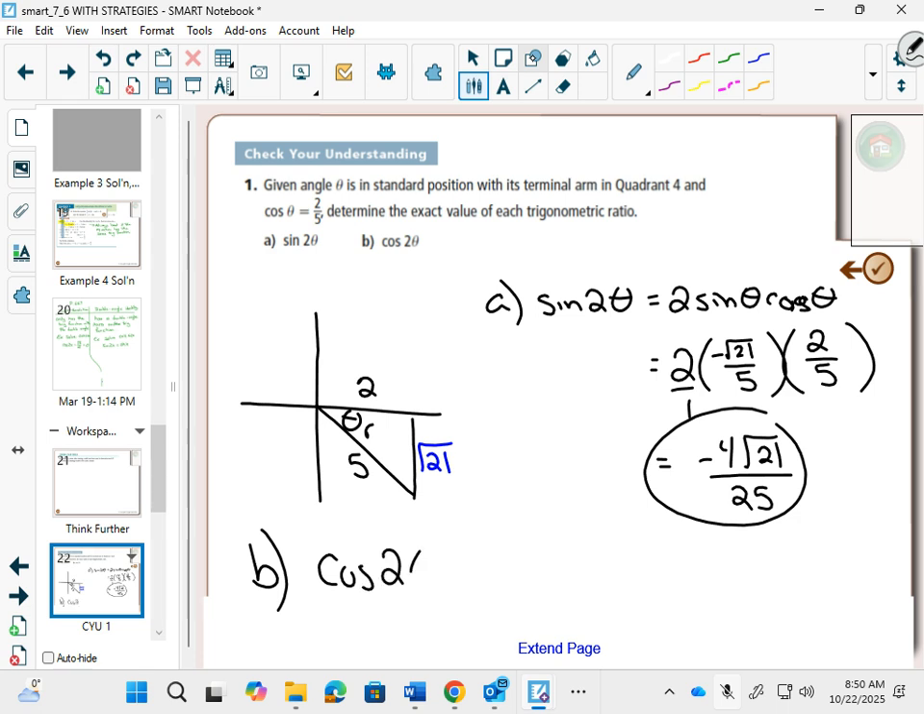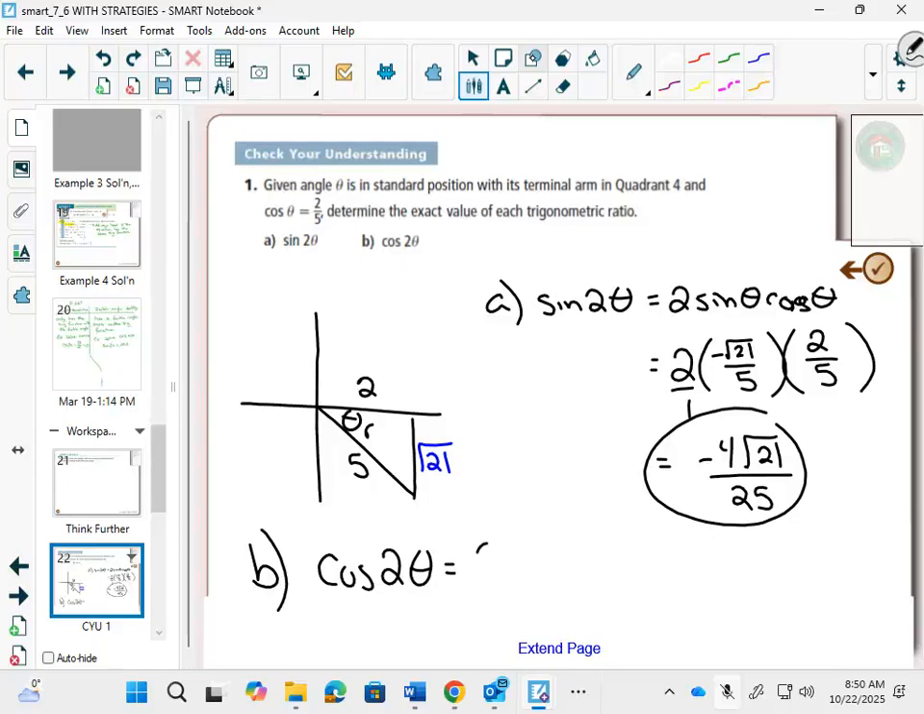In B, they want us to find cos 2 theta, and we have an option of 3 different formulas. And all 3 of those formulas will work, and all 3 of them are perfectly fine to use here. There is one that is slightly better. Not much, but slightly better. Is it the one that only uses cos? It's the one that only uses cos.